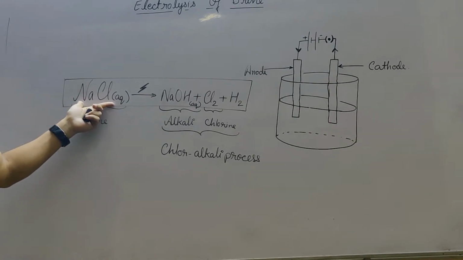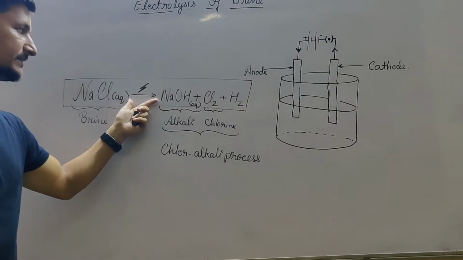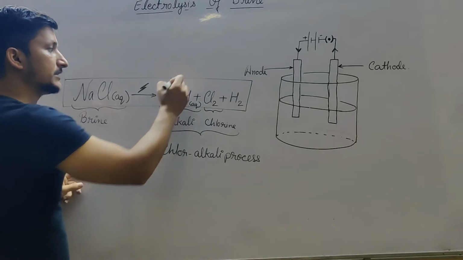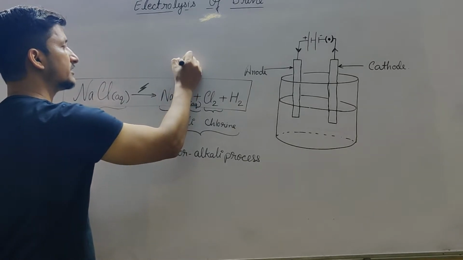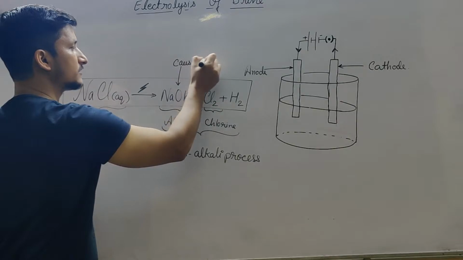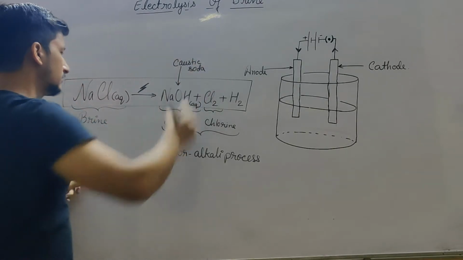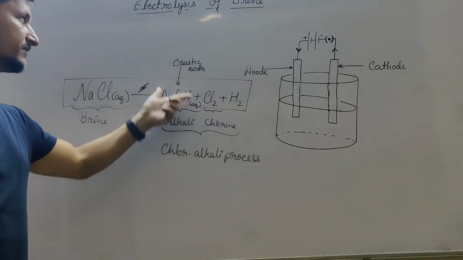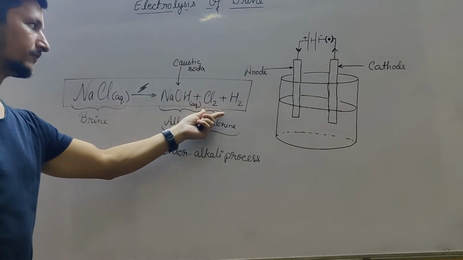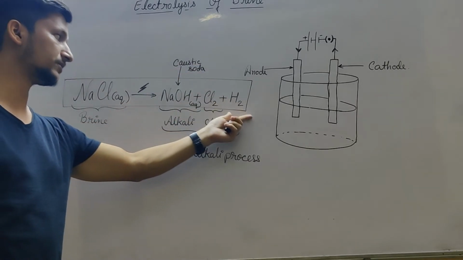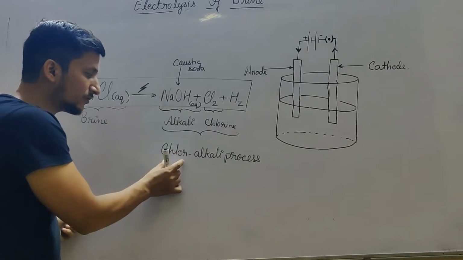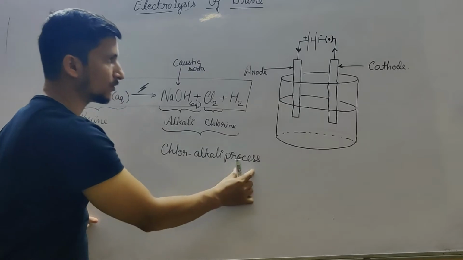If you get a question that what is chlor-alkali process, you will write the same, that decomposition of brine in the presence of electricity to give caustic soda. Here look, NaOH is also called caustic soda. Its common name is caustic soda. So when electricity is passed through brine, that is aqueous solution of sodium chloride, we get sodium hydroxide, also called caustic soda. Along with it chlorine gas and hydrogen gas are produced. So here chlorine and an alkali are formed, that is why we also call it the chlor-alkali process.